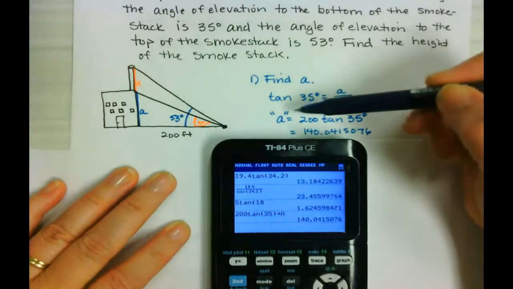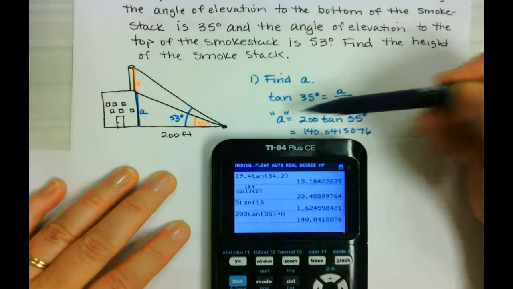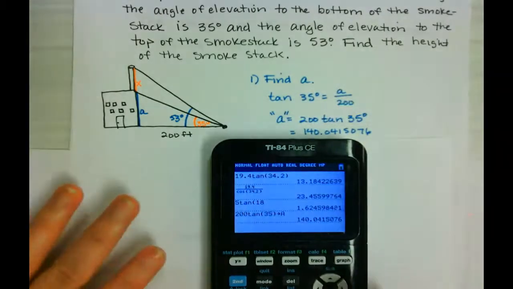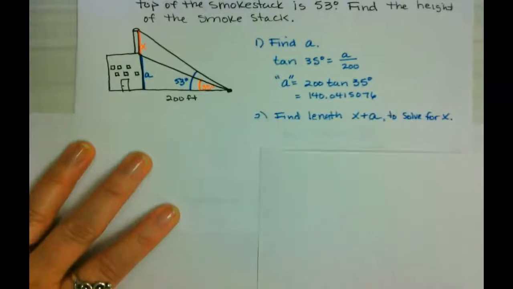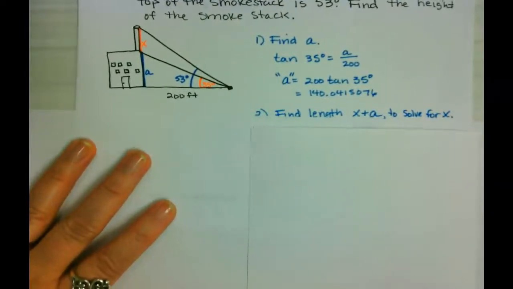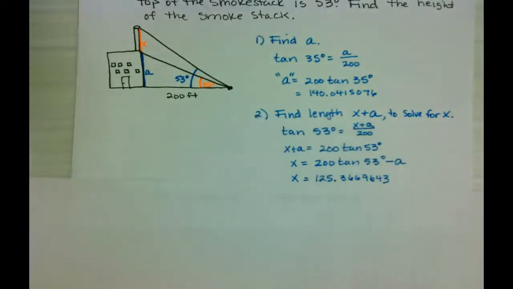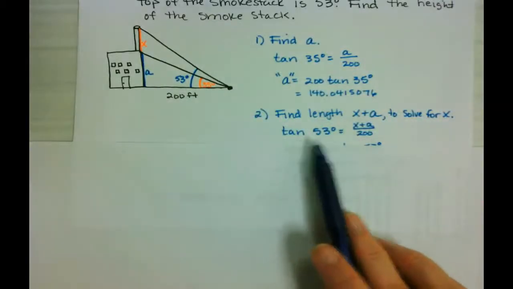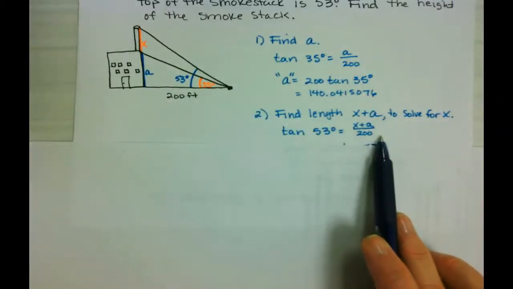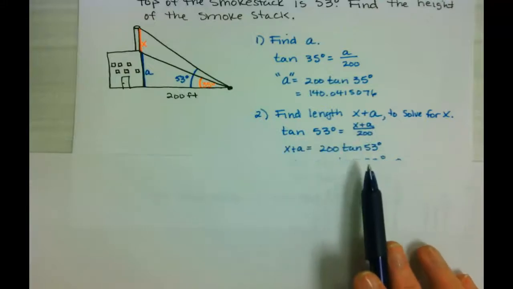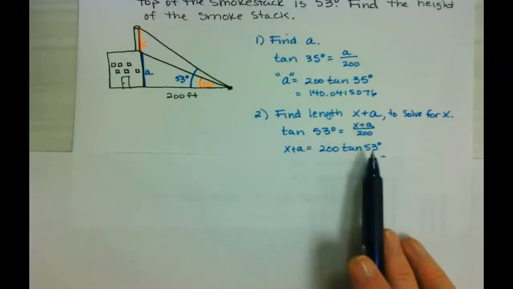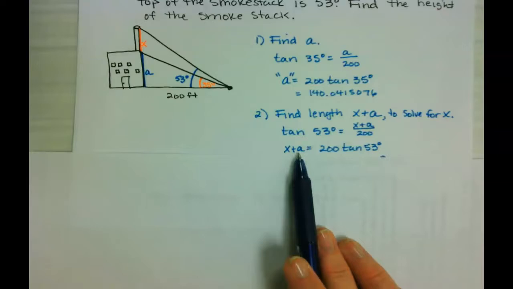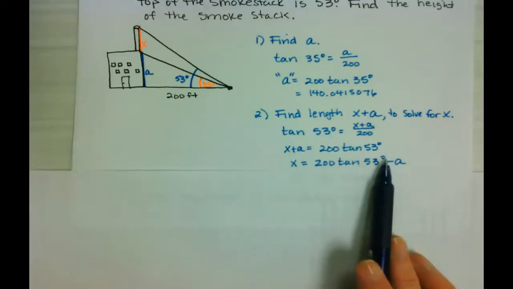And remember, when I do it in my work, I put quote marks around my A so that I know this is a stored value that I can use at a later date. So now I'm going to find the length of x plus A so that I can solve for x. And so when I do that, I'm using tangent again because I have this whole side and adjacent. So I have tangent of 53 degrees equals x plus A over 200. So I get x plus A by itself, and I get 200 tangent of 53 degrees. Remember, A is just a number that we stored, so we have a value here. It's not an unknown. And so I just subtract it from both sides.